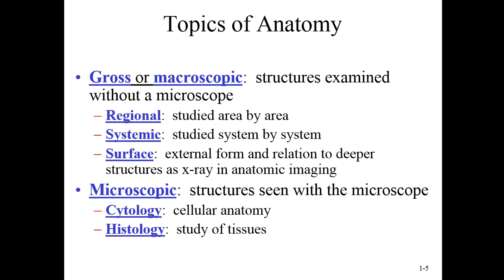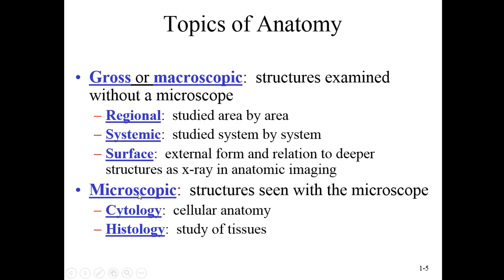Different subtopics of anatomy. Sometimes you'll hear people talk about gross anatomy. Yes, maybe it's icky, but that's not what we mean here. Gross meaning macroscopic, big. You can see it with your own eyes. You don't need a microscope. Regional anatomy, studying it by area. Systemic, looking at it system by system, like the urinary system versus the skeletal system. And then surface anatomy. We'll look at that in just a few minutes.